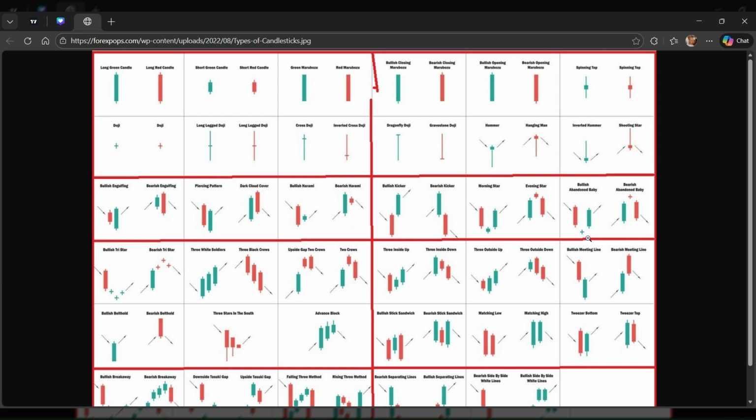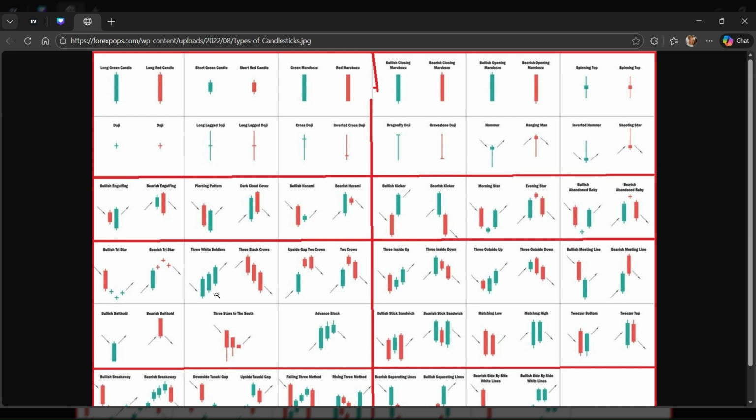And I like the morning stars, evening stars. Like I said, price is going up. We get a small candle of indecision and then it shoots right back down. Usually, this green candle and the falling red candle are about the same size. If not, the red candle is a little bit bigger, but this candle is pretty small.